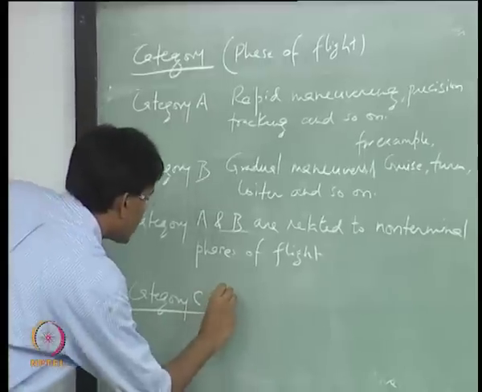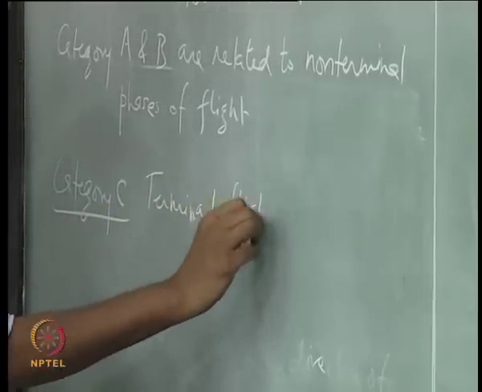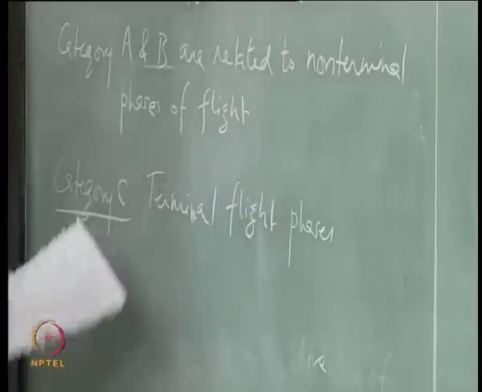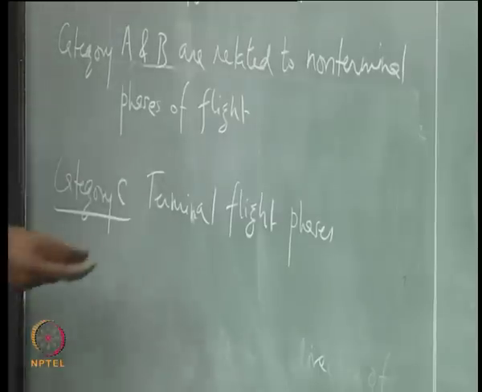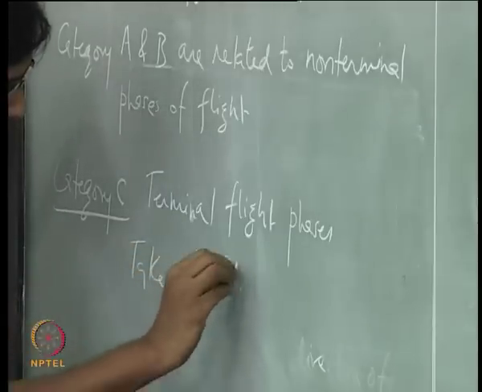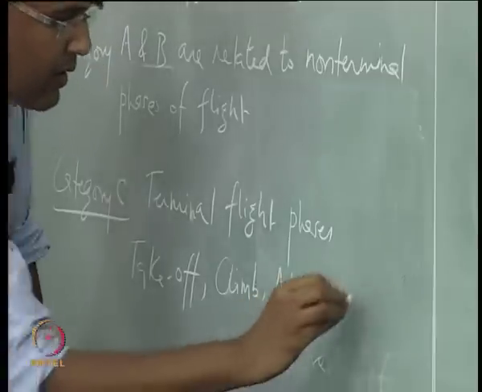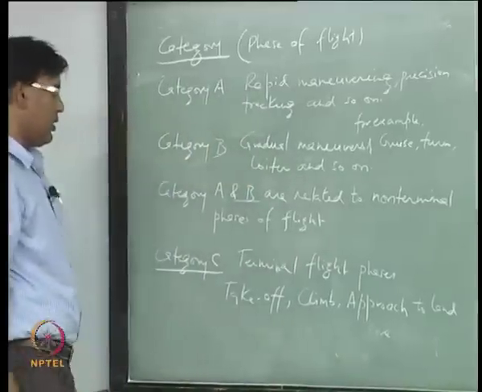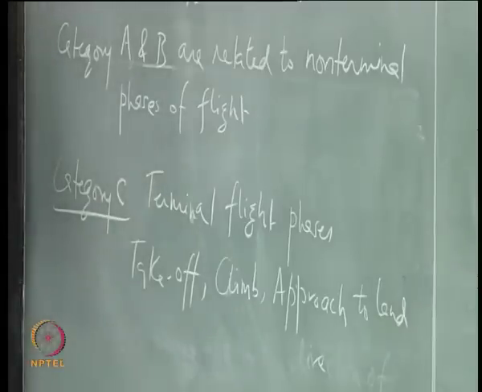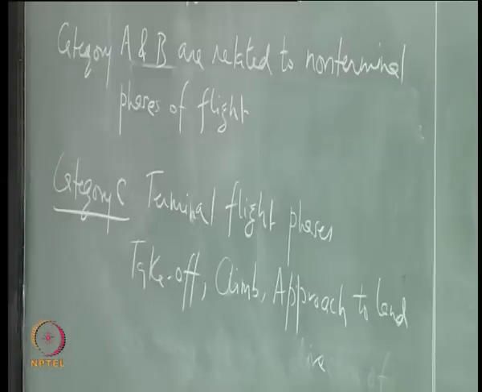Category C is related to the terminal flight phases, and in this case takeoff, climb, approach to land. All right. Now, what kind of aircraft are we talking about? That is not clear, is it? So far, we didn't talk about the type of aircraft.